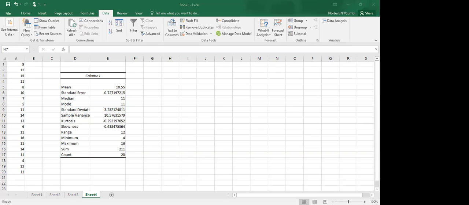So the coefficient of variation is the standard deviation, which is 3.25, divided by the mean, which is 10.55. Sample. I don't ask you for population. You do that on homework, but for no confusion, all my questions are about sample. I don't want to be typing sample mean, sample median, sample. Everything we do is about sample, okay?